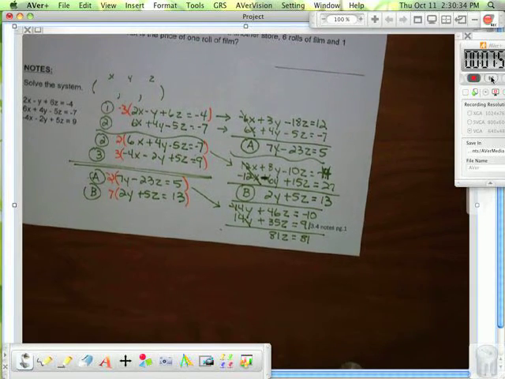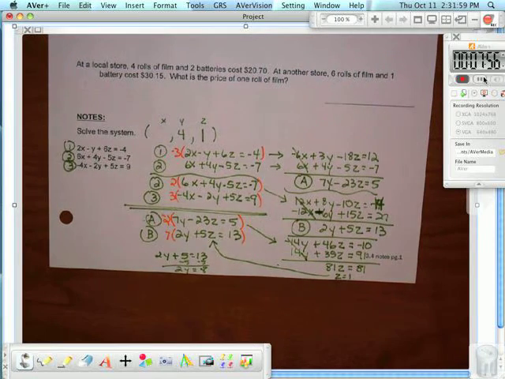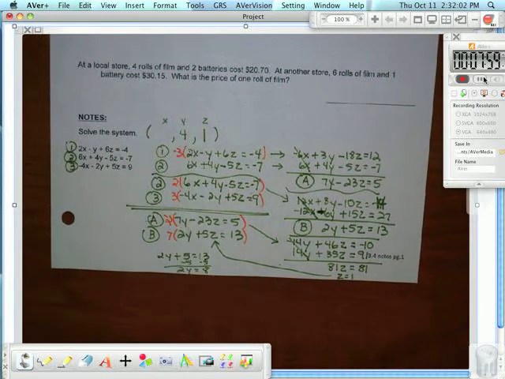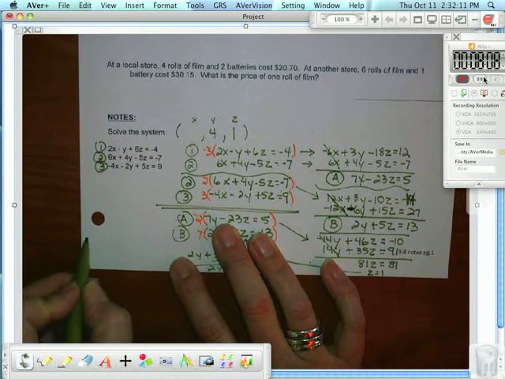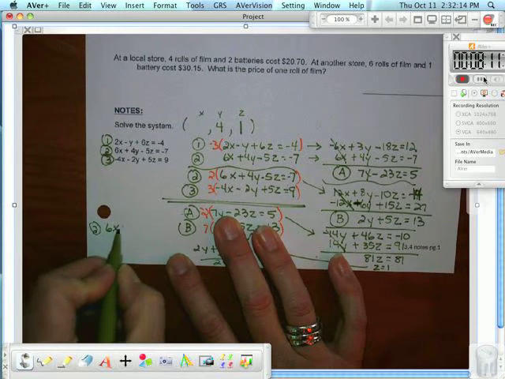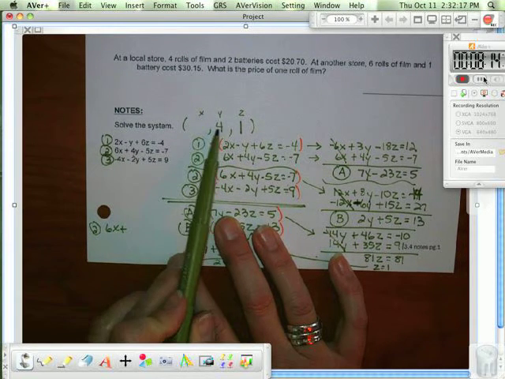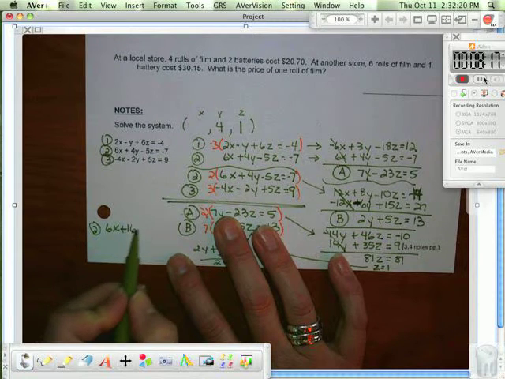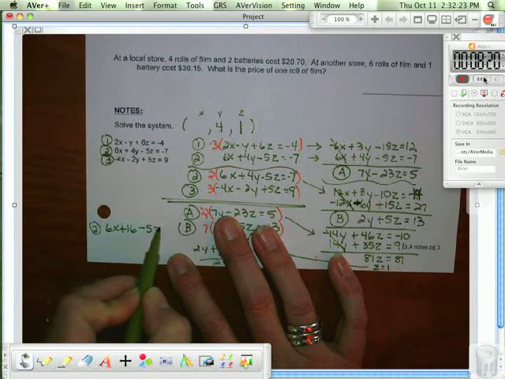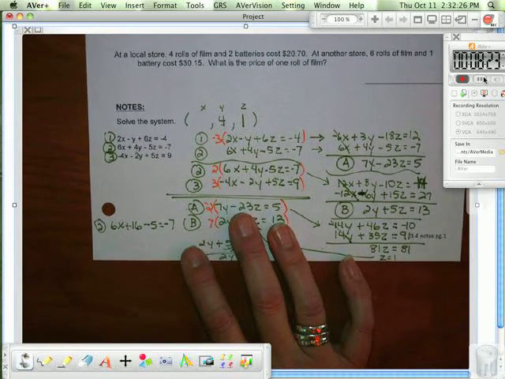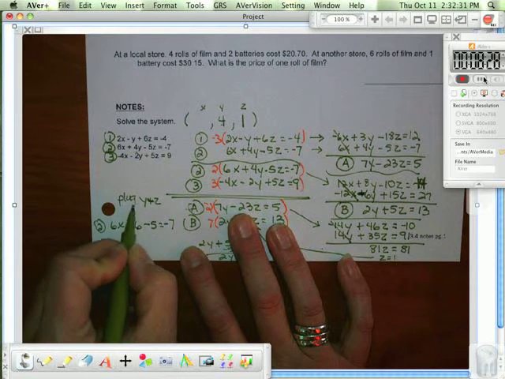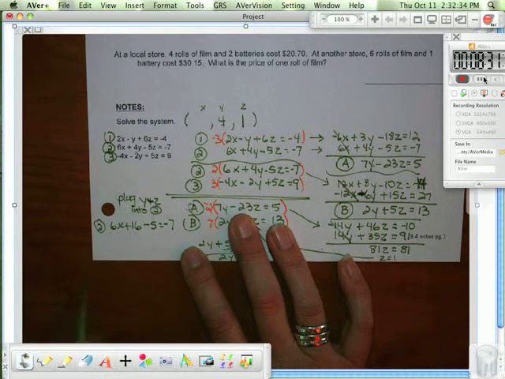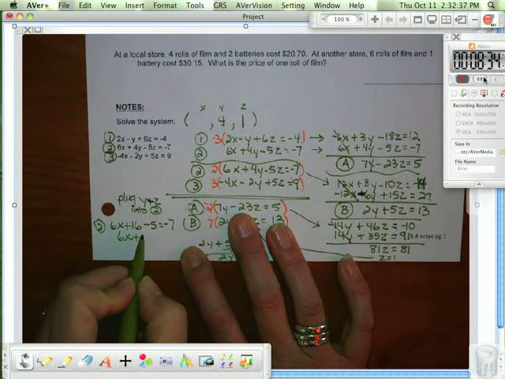Isn't that cool? Any of the three equations, any of these, and stick y and z in and get x. It doesn't matter which one you use. 2y plus 5z. You want to do 2? Okay, let's do 2. 6x plus, I'm just going to do it in my head. What's 4 times 4? 16 minus 5 equals negative 7. So I'm going to write here, plug y and z into 2. 6x plus 11 equals negative 7.